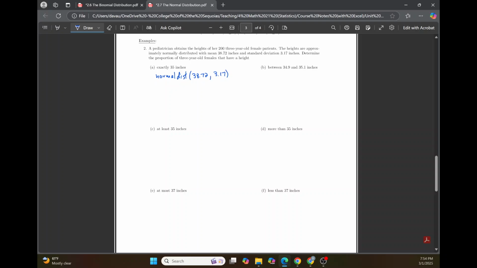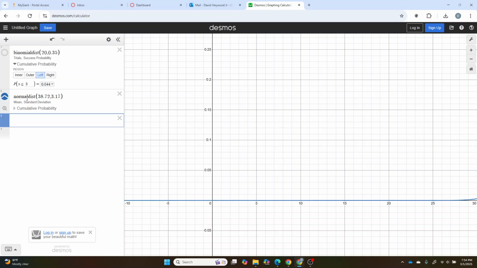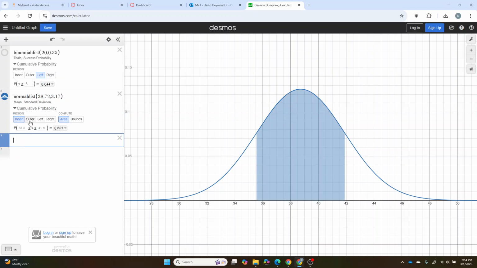Now let's take a look at this in Desmos. I'm curious to see what this looks like. So let me hide that one and do a normal dist with a mean of 38.72 and a standard deviation of 3.17. And let me zoom in on it. Okay, and now it looks like I get the same options. I don't know what area and bounds are. Oh, I see. Okay, well, you don't have to worry about the bounds thing. We'll just look at the area.